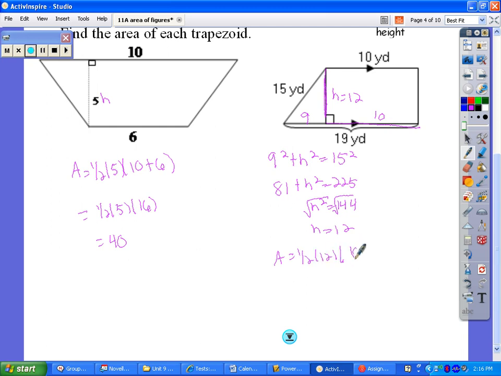And so now we're going to do our formula of 1/2, the height, which is 12, and then our bases are 10 and 19. Make sure you use the whole base for both of them. And don't again forget order of operations, or put parentheses in your calculator when you type it in. And if you multiply that out, you get the area to be 174.